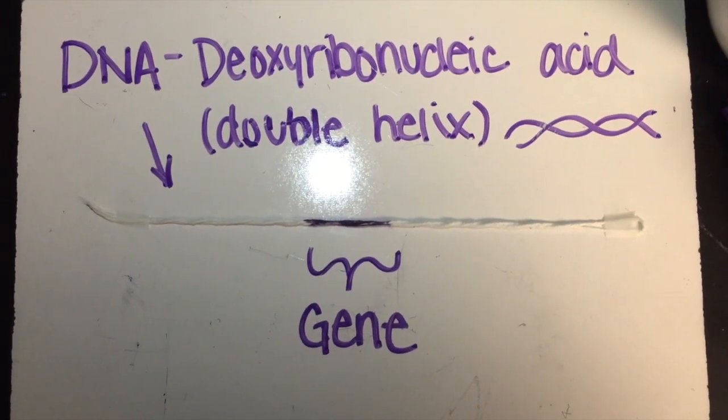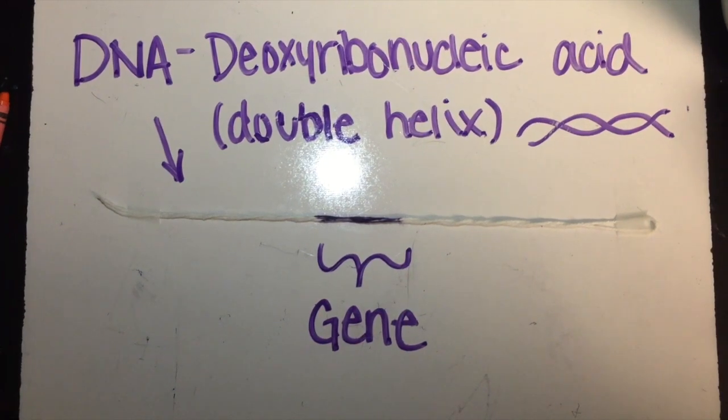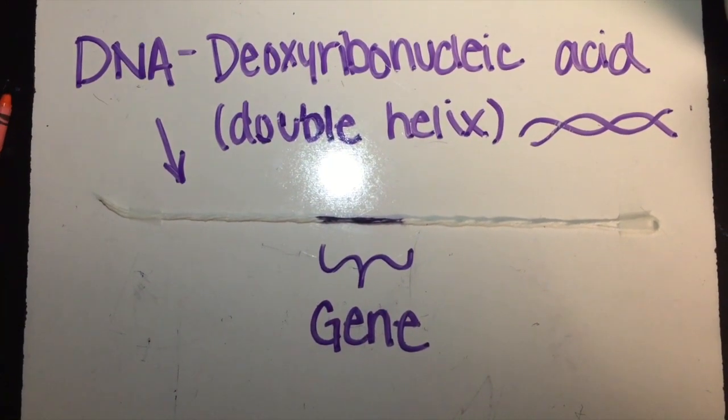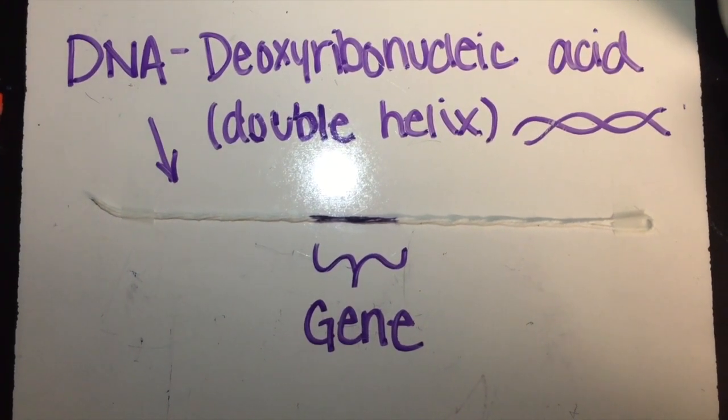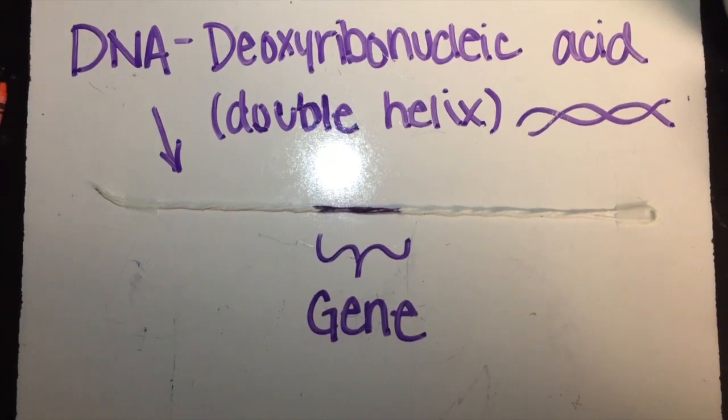This is DNA, or deoxyribonucleic acid. It's in the shape of a double helix. So the string that's twisted is our DNA, and the purple segment is a gene which codes for a peptide.